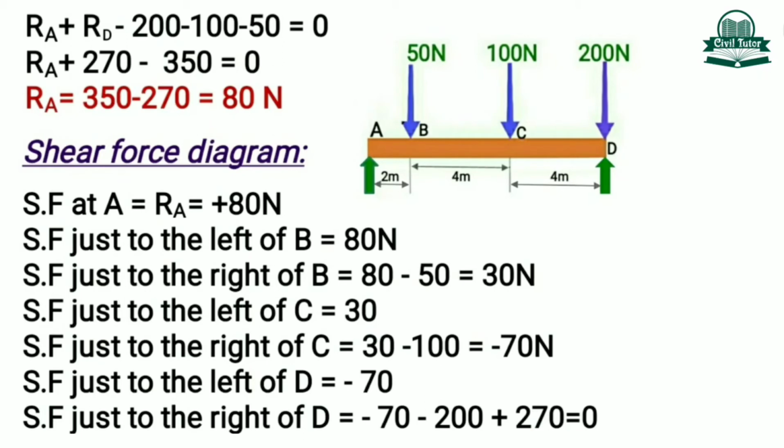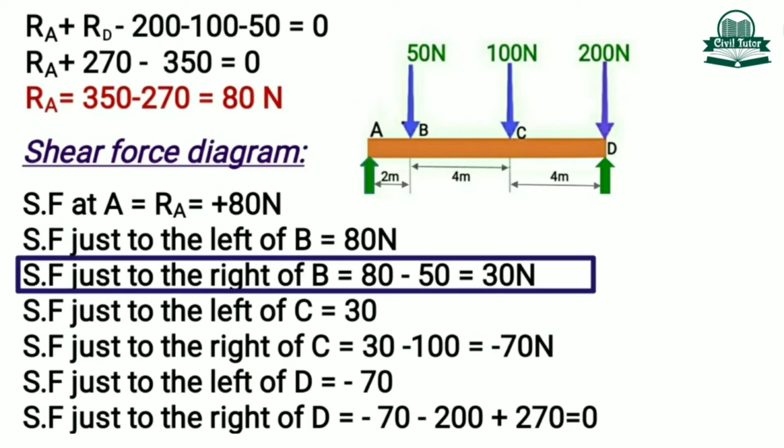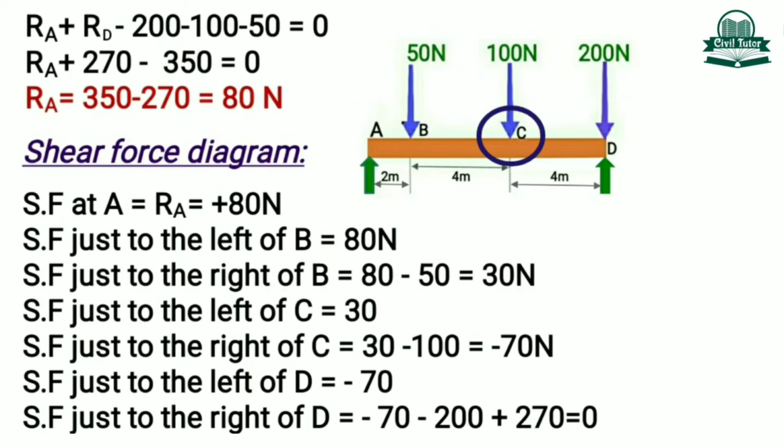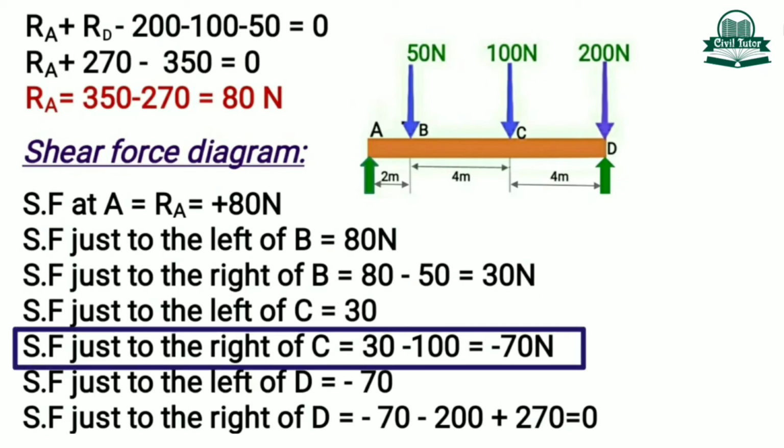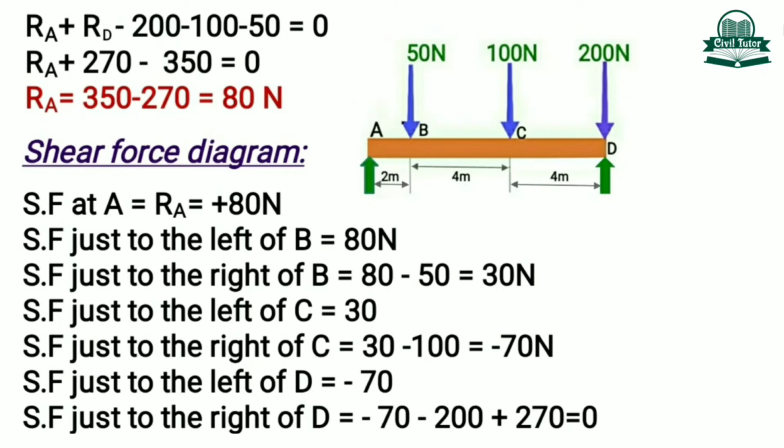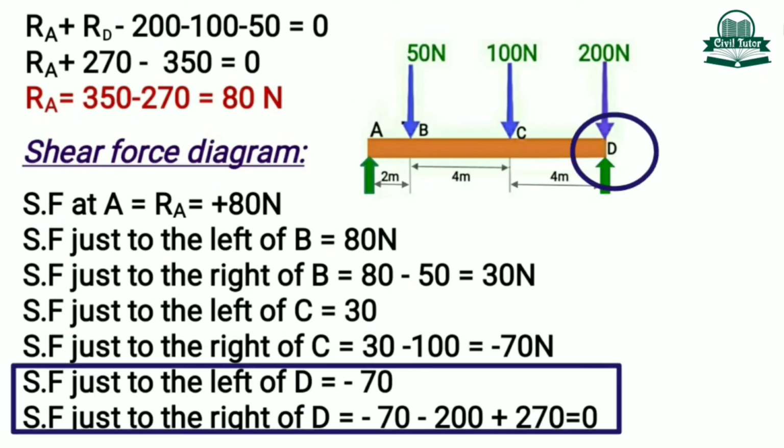Shear force just to the right of point B will be equal to the support reaction plus 80 minus the point load 50 Newton which is acting left to the point we have considered here. So the total will be 30 Newton. Again, shear force just to the left of point C will be equal to this 30 Newton, and shear force just to the right of point C will be 30 Newton minus point load 100 Newton equal to minus 70 Newton. Similarly, we will calculate the value of shear force just to the left and right of point D.